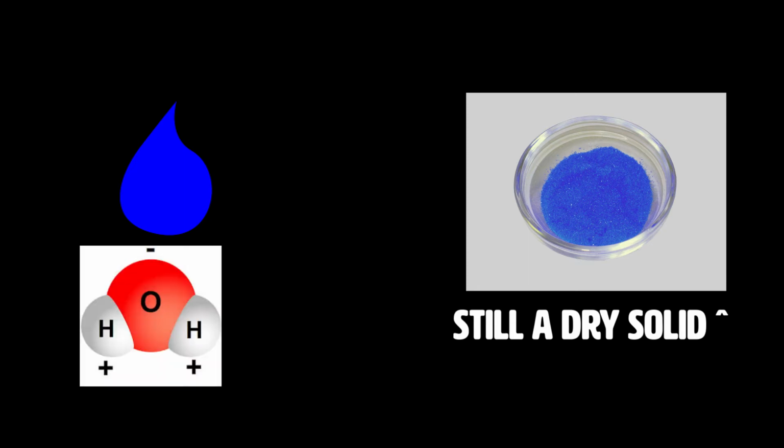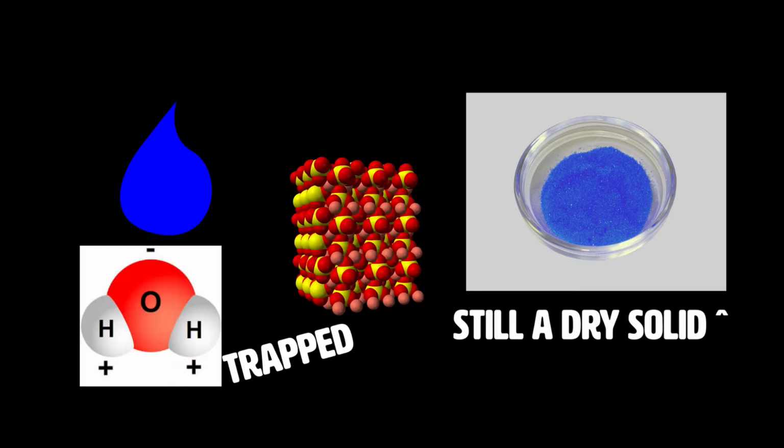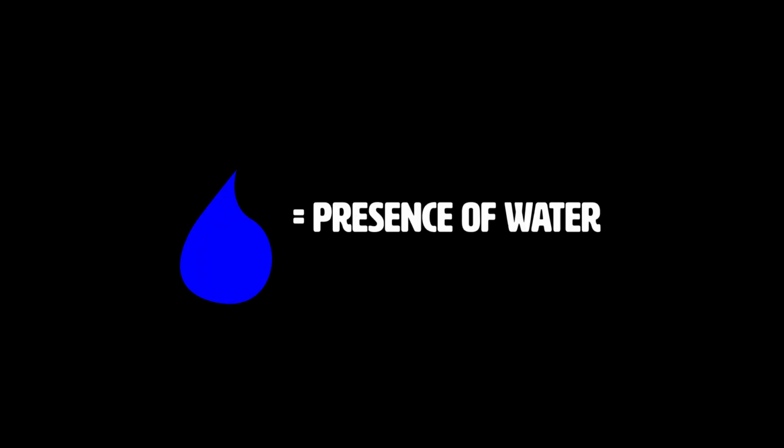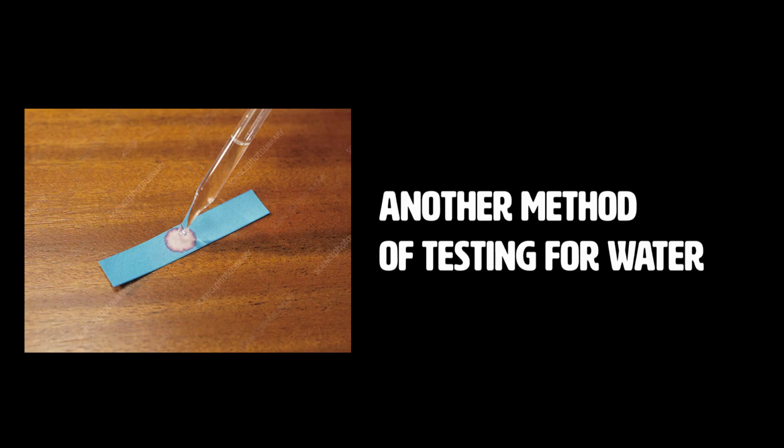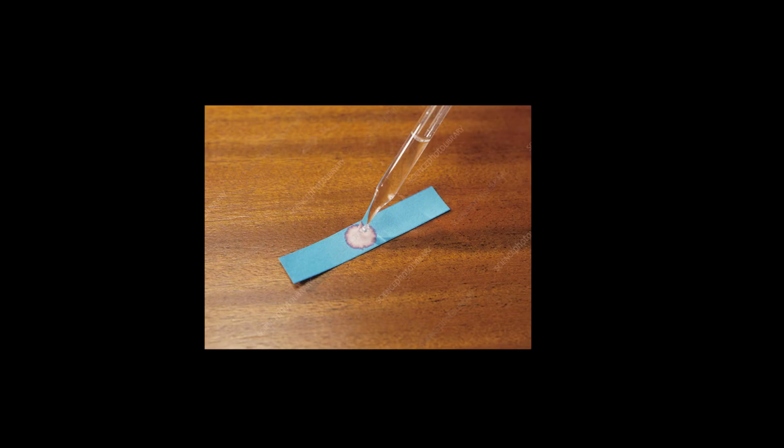When water is present in a sample of copper(II) sulfate, a color change occurs and the crystals turn blue. It is still a dry solid because the individual water molecules are trapped in the ionic lattice which surrounds the copper(II) ions. This color change can be used to detect the presence of water, or water vapor. Cobalt chloride paper is also used to test for the presence of water. When water is present, the test paper goes from blue to pink.